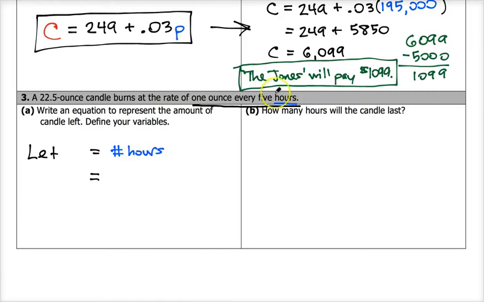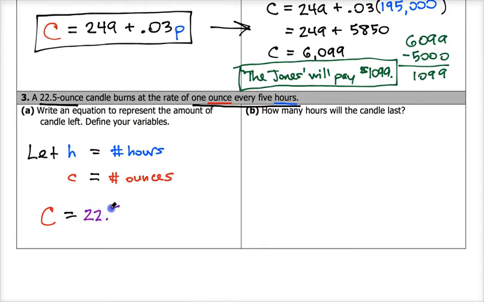The dependent variable would be the number of ounces. Again, it's ounces per hour, Y per X. I can use an X and a Y for this, or I could say let H equal the number of hours, and I could say let C equal the number of ounces, or the amount of the candle left. So an equation for this one, the number of ounces that the candle has at any time, well, we're going to start with a 22.5 ounce candle, so that's our starting value.